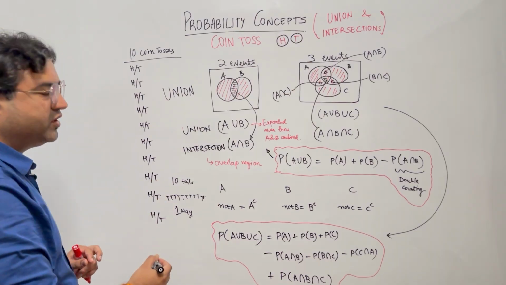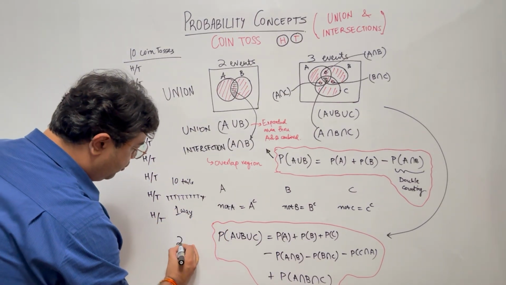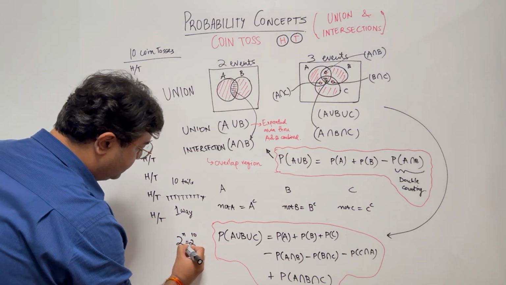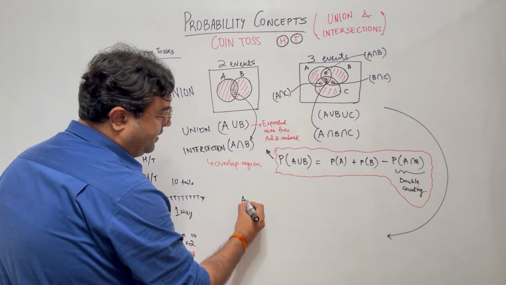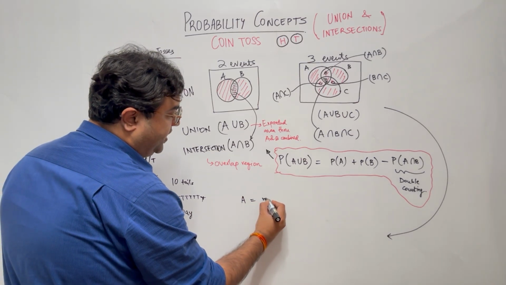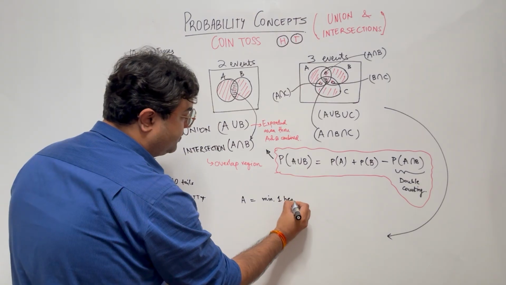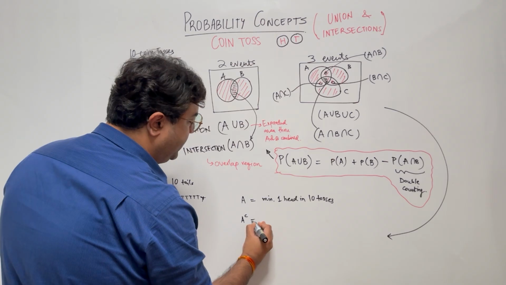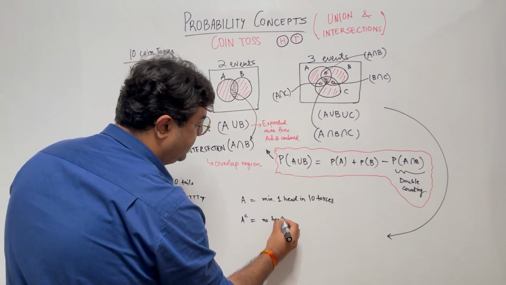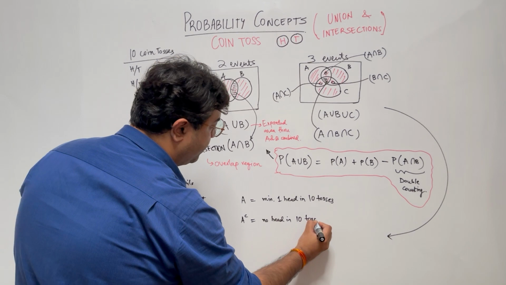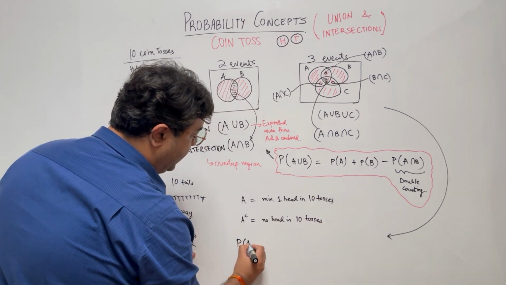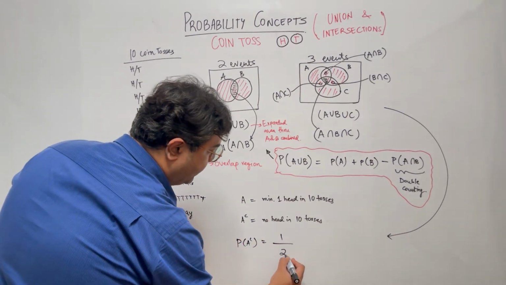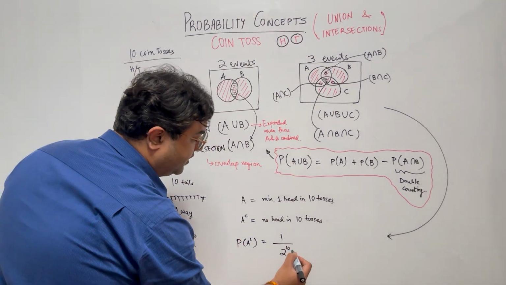So how many total arrangements are there? 2 to the power n, which is 10. So 2 to the power 10. Let's say A is minimum one head in 10 tosses. So A complement is no head in 10 tosses. The probability of A complement is 1, that there is only one way where all of them are tails, divided by the total number of arrangements, which is 2 to the power 10.